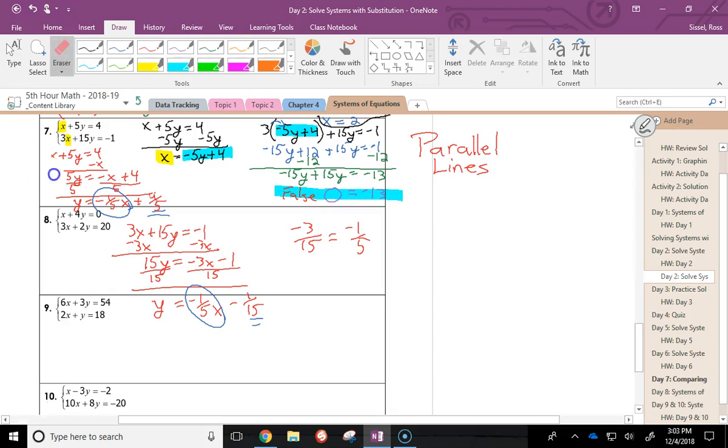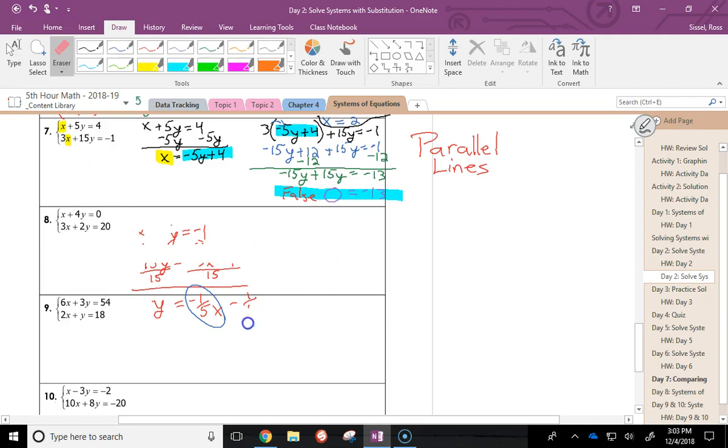Okay, I'm going to erase all this work. I know that's kind of confusing, but if you do your homework tonight, I believe you might want to take a look at, I want to say it's number 8 maybe. You might have the same thing happen. Likewise, if your two statements become true, and I get negative 13 equals negative 13, that might be telling me that I have the same line.